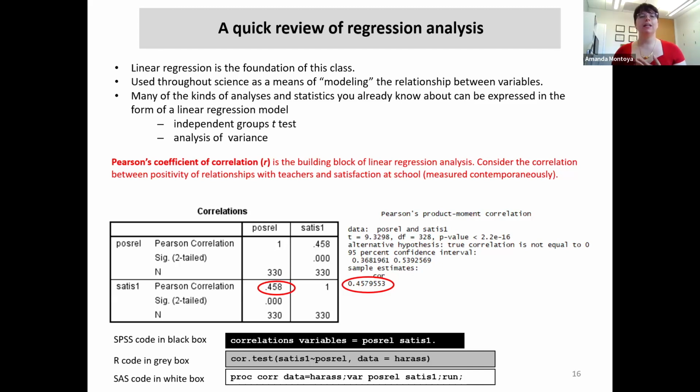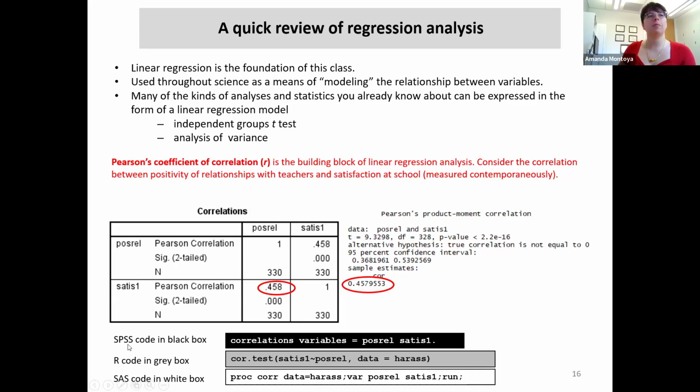And ultimately, regression analysis is really built on the foundation of correlation, and specifically Pearson's correlation. So you can start with just looking at the correlation. We're going to look at the correlation between positive relationships with teachers and satisfaction with school.